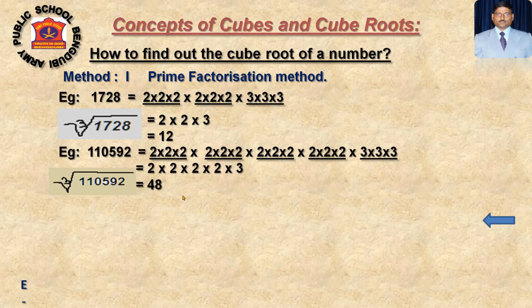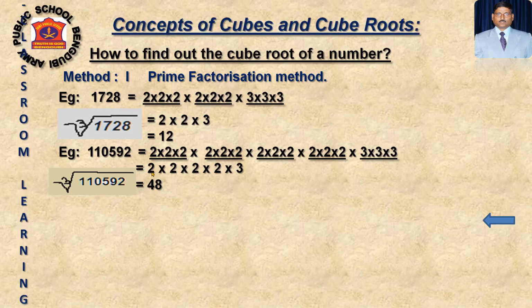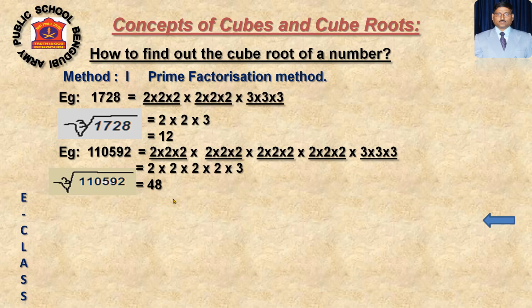110592. If I factorize, I am getting 2s. Always the factors should be prime, mind it. Don't try to divide it by 4, 6, 8, etc. Okay, try to divide it by prime numbers only. So the 2s, and then 3, 3, 3. So for the cube root of this number, from each group I will get 2, 2, 2, and from the last group of 3s I will get 3. After multiplying I am getting 48. So the cube root of this number is 48.